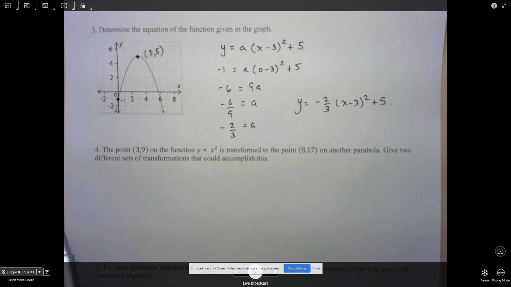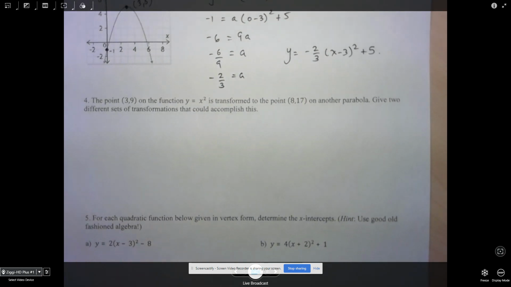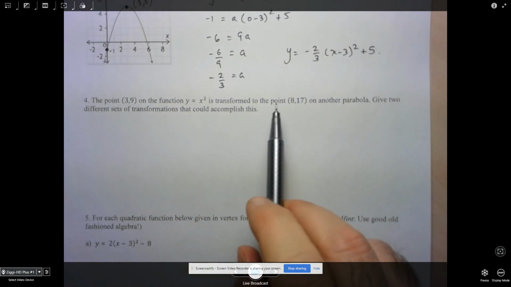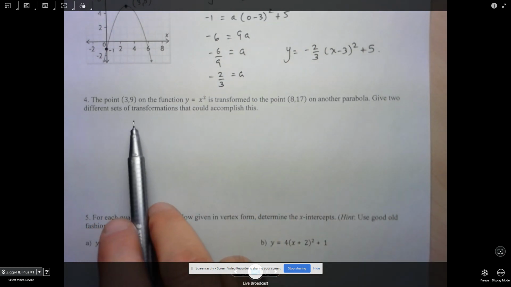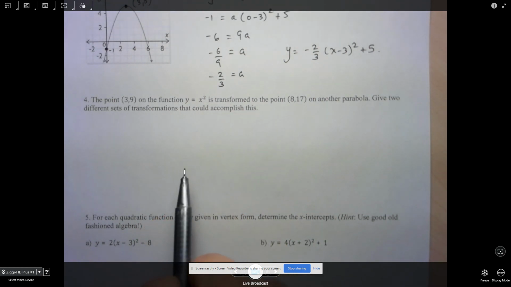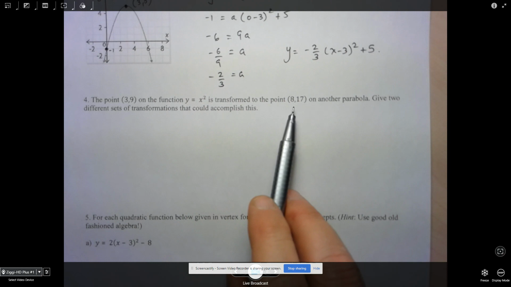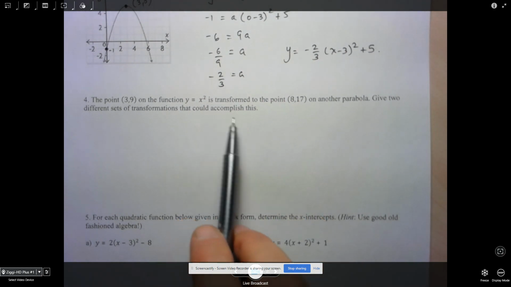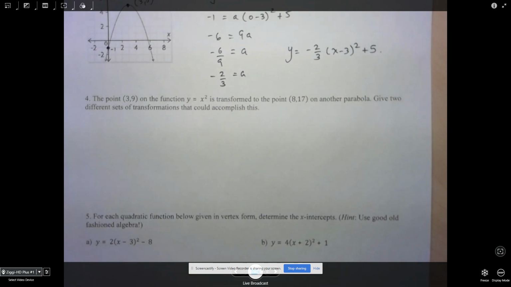All right. So let's just take a quick look at number 4 before you take some time to work on it. It says the point (3, 9) on the function y equals x squared is transformed to this point here on another parabola. Give 2 different sets of transformations that could accomplish this. So there seems to be an indication that there could be more than one way to transform y equals x squared so that it turns (3, 9) into the point (8, 17). I want you to try to do this, and I'd like you to actually write out the equation for the transformed parabola that accomplishes this. So take maybe 5 minutes or so to work on this, and then we'll be back in a little bit to take it up. Okay, please pause the video.